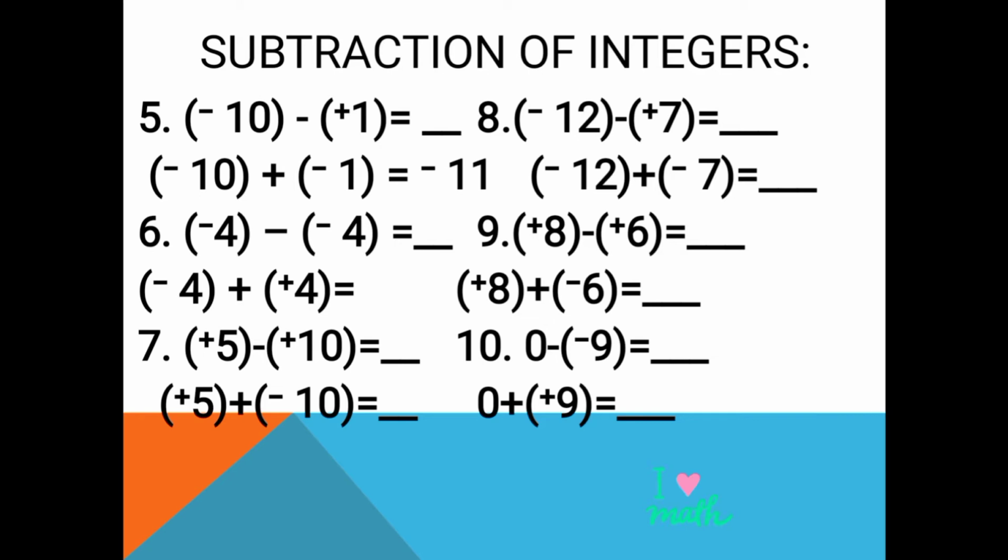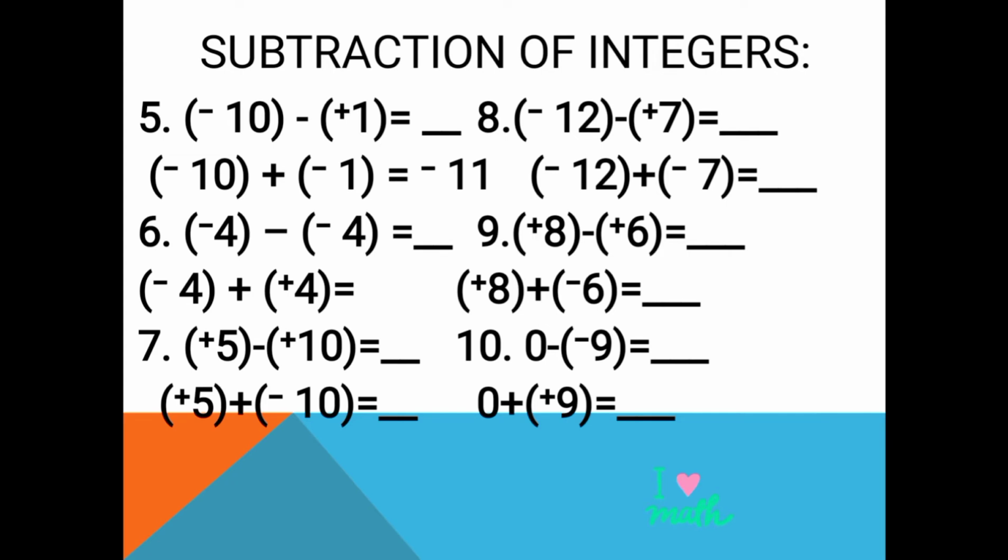Okay, number 6, negative 4 minus negative 4. Copy the first term, change the operation, the minus will become plus, change the sign of the subtrahend or the second term, the negative 4 will become positive 4. So what will be the answer? You will be the one to answer for that. This is negative 4 added to positive 4. So that is 0.